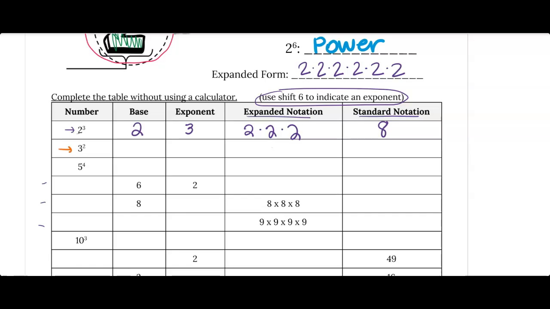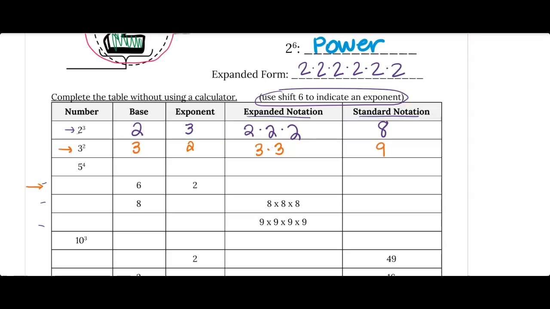Looking at this one, we have 3 to the second power. So our base is 3. Our exponent is 2. So we're going to write that 3 times itself 2 times. So 3 times 3, which will give us 9.